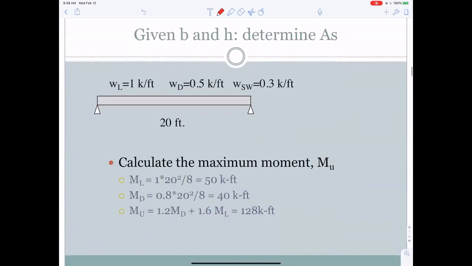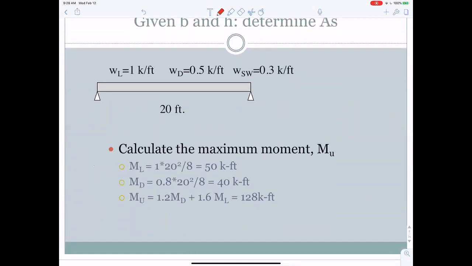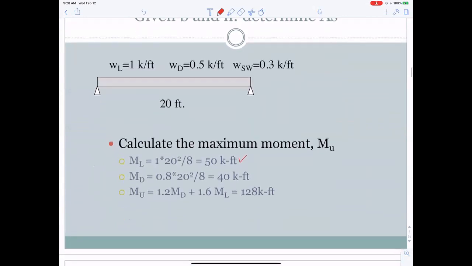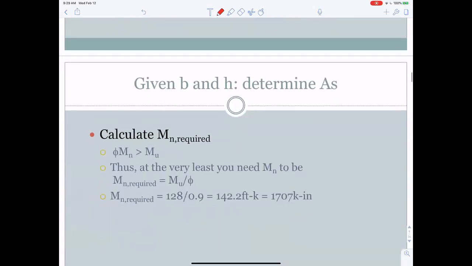Okay, and so now that we know that, you can get the live moment. In this case, wL squared over 8. Depends what kind of beam you have. That's why you took Structures 1. You can get the moment. I've picked an easy one, wL squared over 8. There's the dead moment, and then you factor it, 1.2 dead, 1.6 live, and we get 128 foot-kips, or kip-feet for Mu. So the beam, the reduced nominal load strength has to hold at least 128 foot-kips.